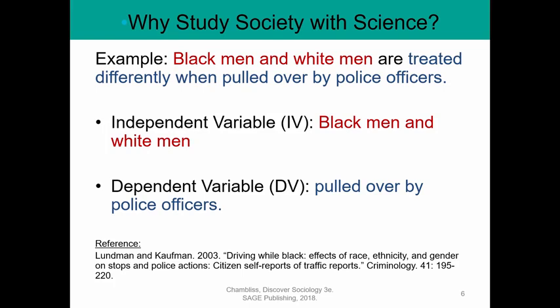If you're interested in specifically the treatment of black people and white people dependent on race, there's a really amazing paper written by Dr. Lundman and Dr. Kaufman in the year 2003 called Driving While Black: The Effects of Race, Ethnicity, and Gender on Stops and Police Actions. Really a pivotal work in the field.